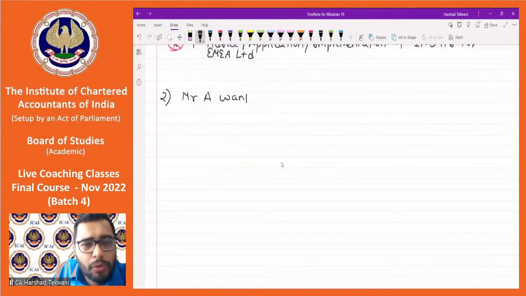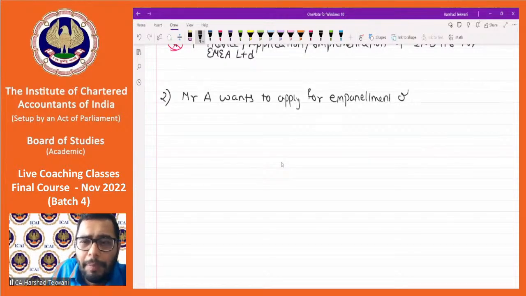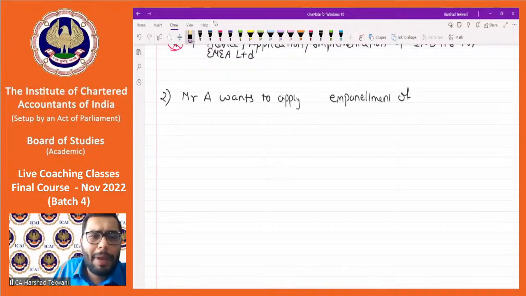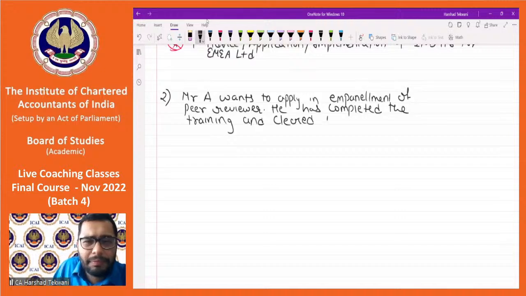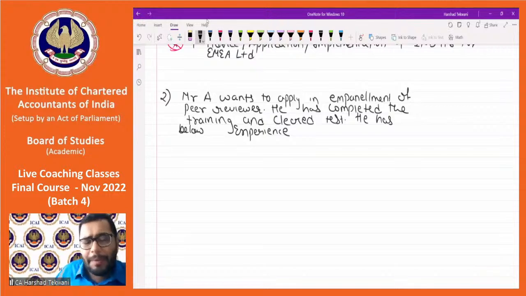Mr. A wants to apply for empanelment of peer review. He wants to apply for empanelment as a peer reviewer. Now, he has completed the training and cleared the test. He has the below experience. Now, on the basis of experience, you need to provide whether he is eligible to be a reviewer or not.